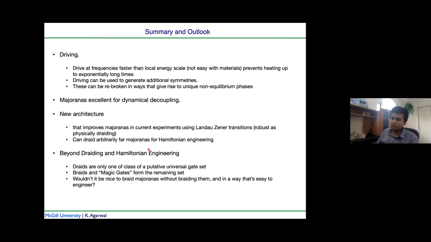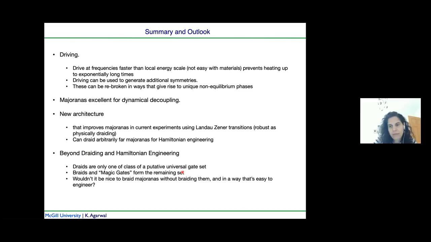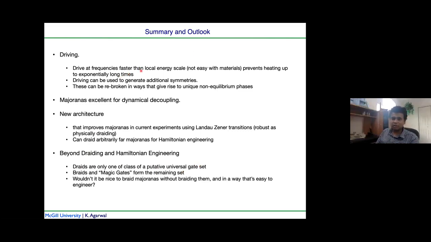So what lies beyond these double braids? Double braids are only a single component of the universal gate set. You have to implement all these other interesting gates, so it would be nice if you could find dynamical ways of doing them robustly as well, as we somehow discovered in this case that Landau-Zener transitions do the job for these double braids. Okay, so that's all. Thank you very much. I think I'll stop here.